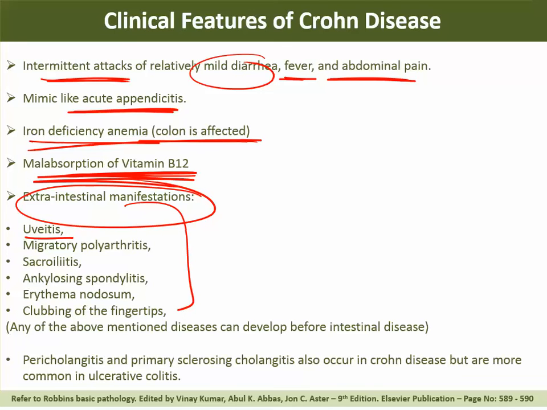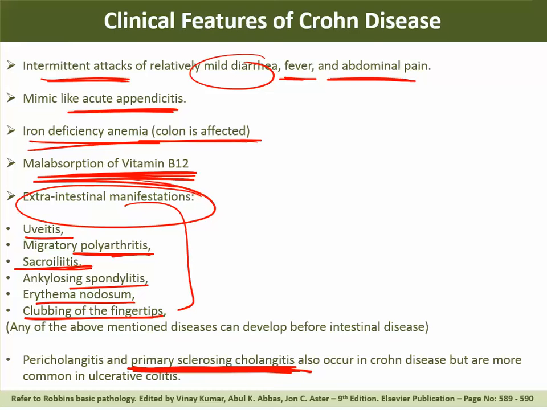Extraintestinal manifestations: it can affect the joints, polyarthritis. It can affect the sacral bone, called sacroiliitis. It can affect the vertebrae, called spondylitis, and it can produce nodules in the skin, called erythema nodosum, and it can cause clubbing of the fingertips. So these are the extraintestinal manifestations of Crohn's disease. I separated this extraintestinal manifestation because it is very, very important.